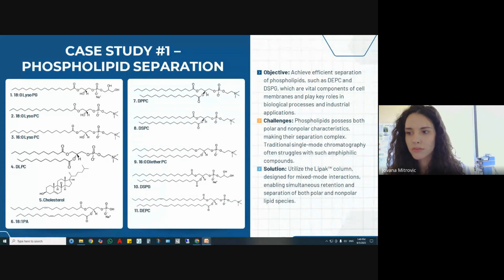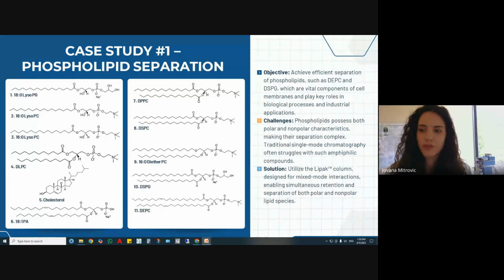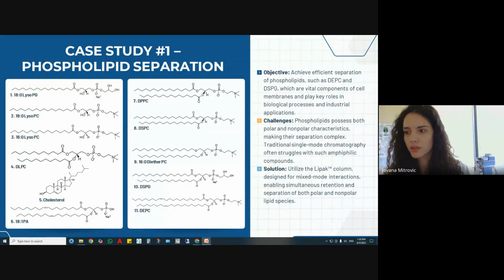So single mode chromatography often struggles to separate these molecules effectively. For example, in reverse phase chromatography, if you're talking about single mode, we cannot leverage the ionic nature of the polar head groups, making it difficult to resolve molecules that share similar hydrophobic chains. On the other hand, with single mode ion exchange, we lose the ability to separate molecules based on hydrophobicity, making it hard to resolve those with the same polar head groups.